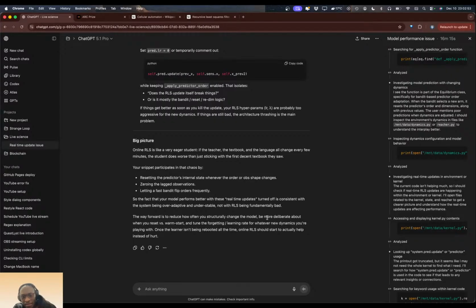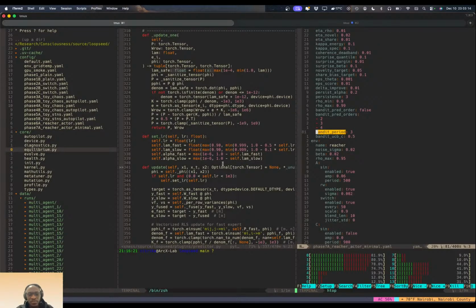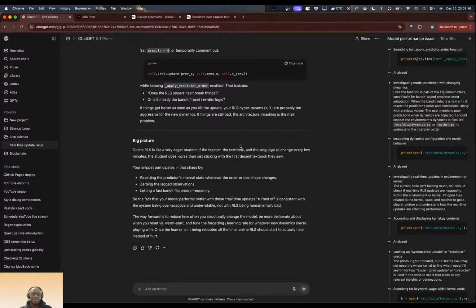Be more deliberate about when you reset versus warm start, forgetting learning rate for genuinely new dynamics you are playing with. Once the learner isn't being rebooted all the time, online RLS should start to actually help instead of hurt. And we have seen that when we turn off the updates, we've seen the results.